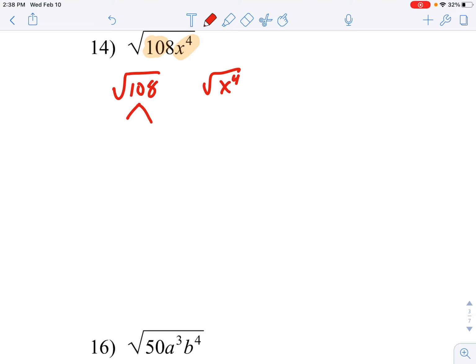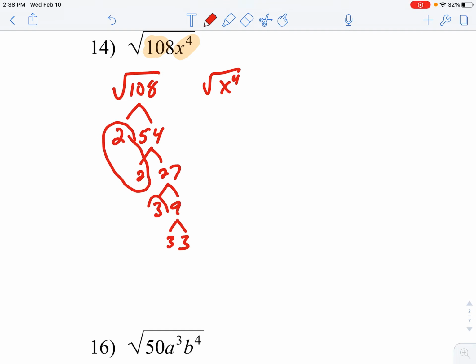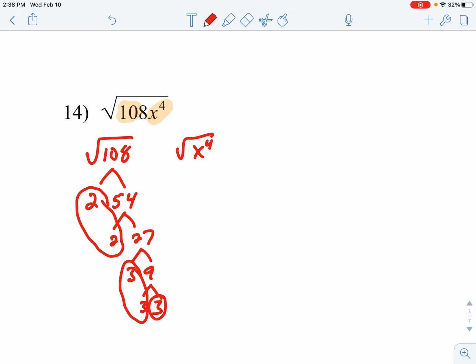So 108, it's an even number, so I can divide it by 2. That's going to be 54. That's going to be 2 times 27. 27 is 3 times 9, and that's 3 times 3. So I have a pair of 2's, a pair of 3's, and then an extra 3. So let me go over here. So I got the square root of 2 squared, 3 squared, and an extra 3.